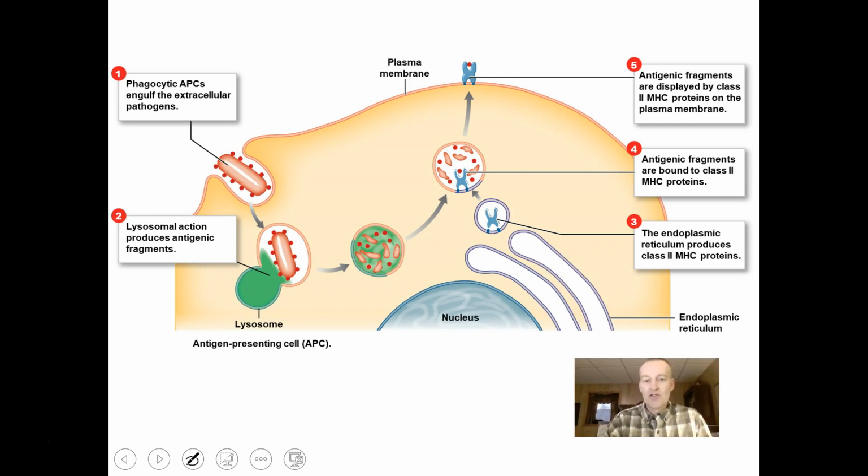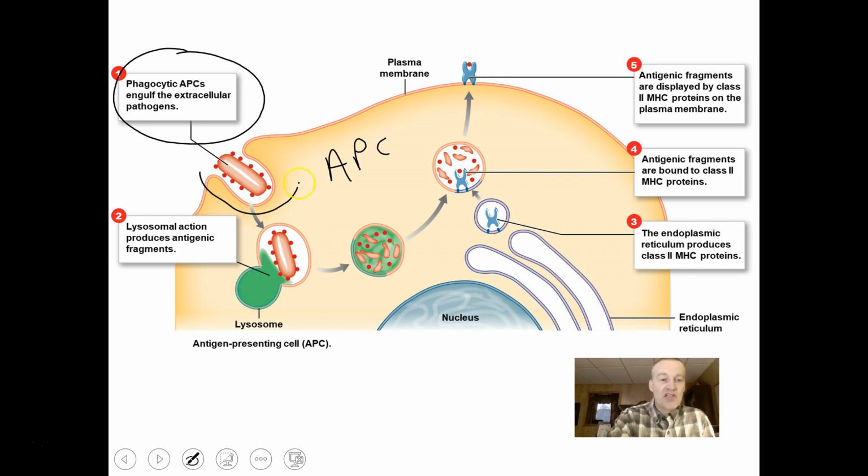Okay, now let's look at how the MHC2 complexes are utilized. So here we have an antigen presenting cell. It presents antigens to helper T cells. So you can see it's engulfing some kind of a bacterial agent. It's using lysosomes to digest that particular bacterial agent. So here we have a digestion event occurring.